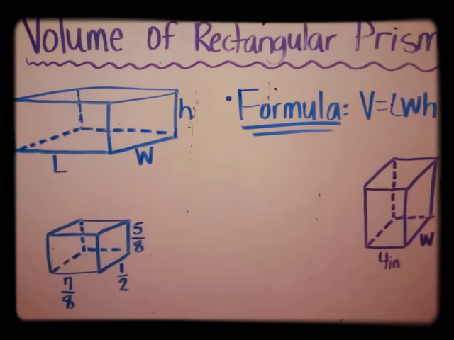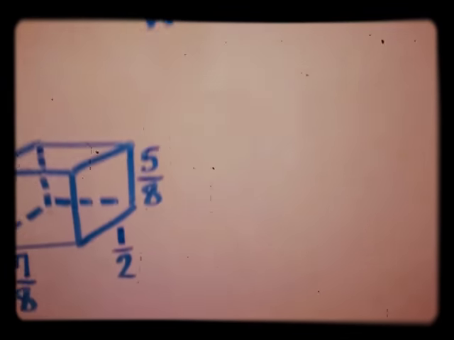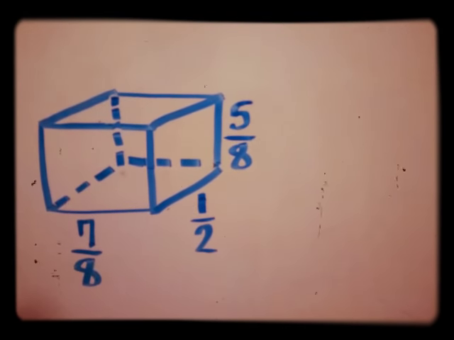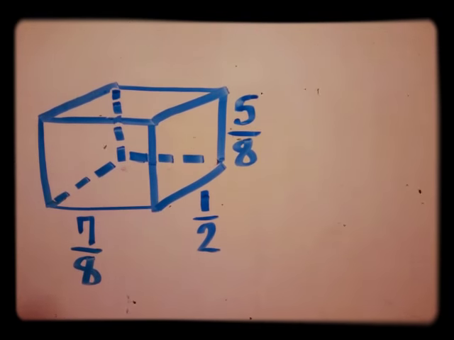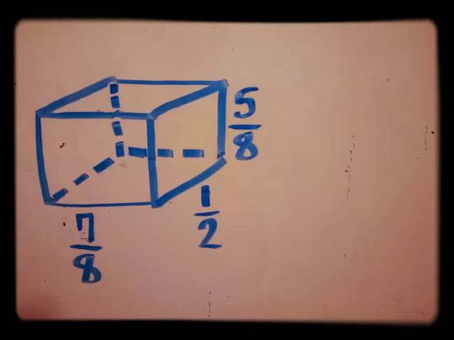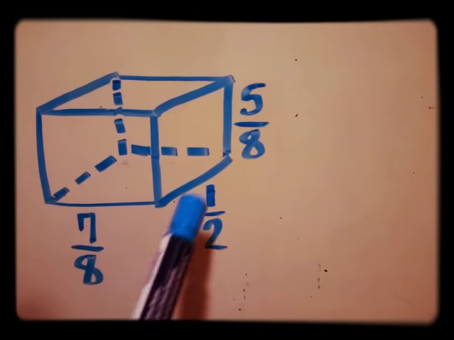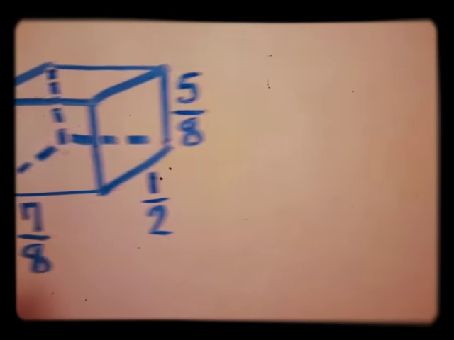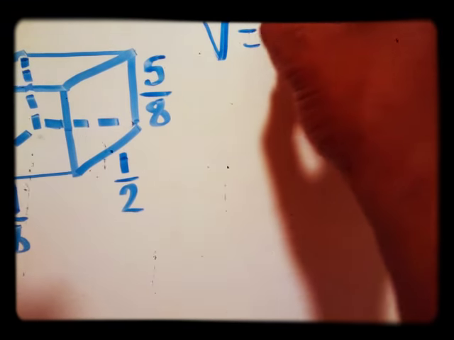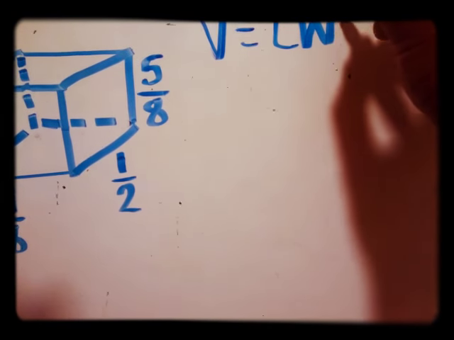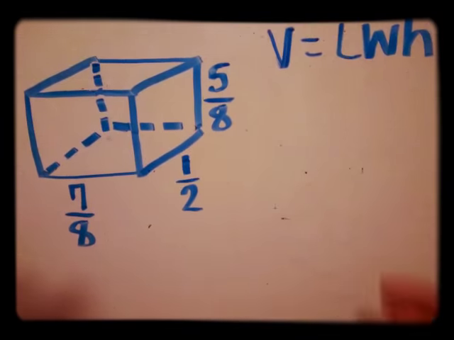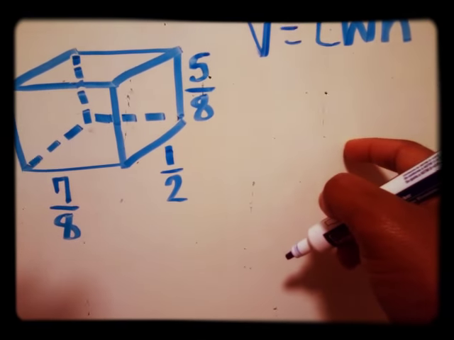So the first problem we have here is a rectangular prism that has 3 dimensions included. To calculate the volume for this, we can just multiply the length times the width times the height. So the first thing we're going to write out is our formula, which is V equals length times width times height. The second step is we're going to input our given dimensions.